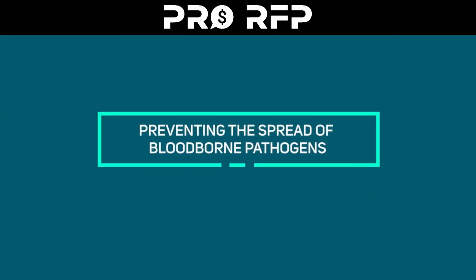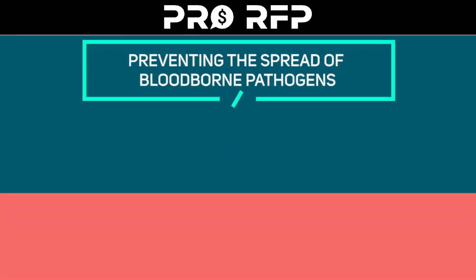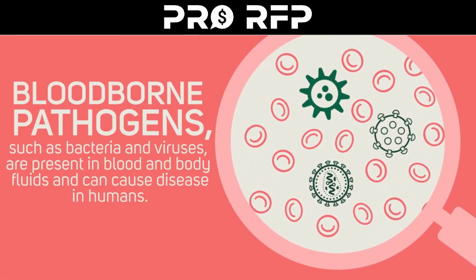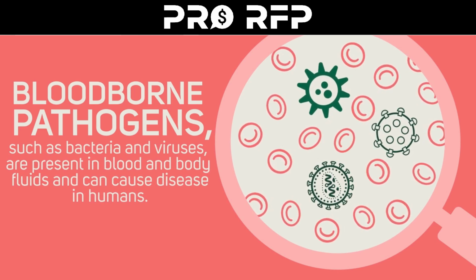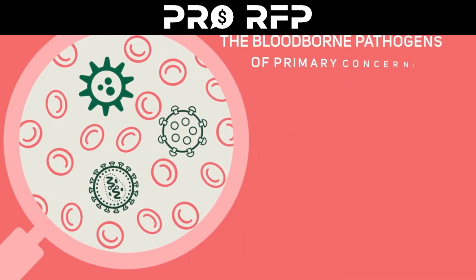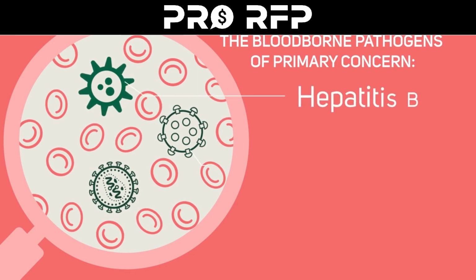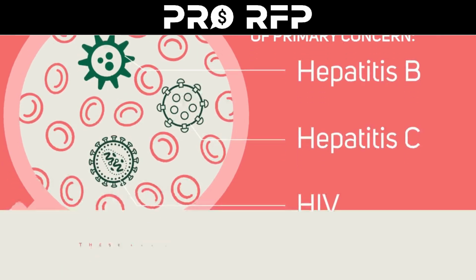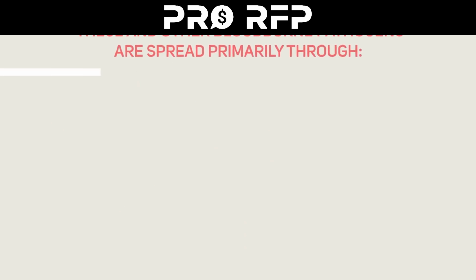Preventing the spread of bloodborne pathogens. Bloodborne pathogens, such as bacteria and viruses, are present in blood and body fluids and can cause disease in humans. The bloodborne pathogens of primary concern are hepatitis B, hepatitis C, and HIV. These and other bloodborne pathogens are spread primarily through direct contact.